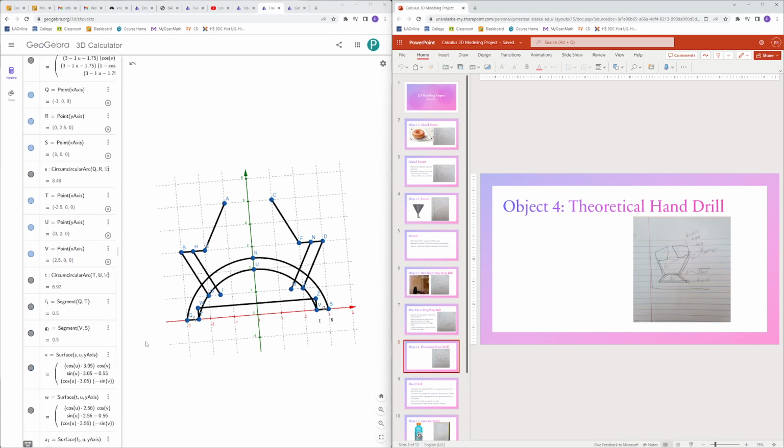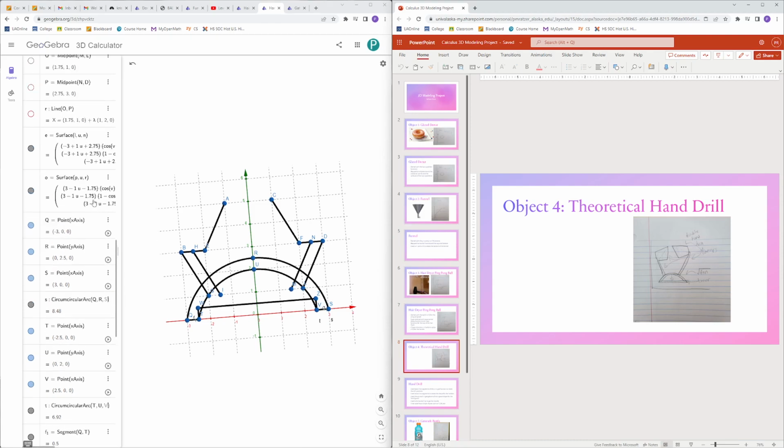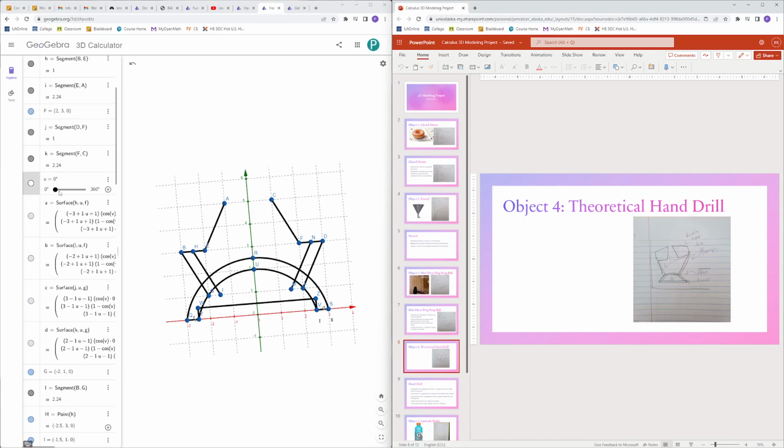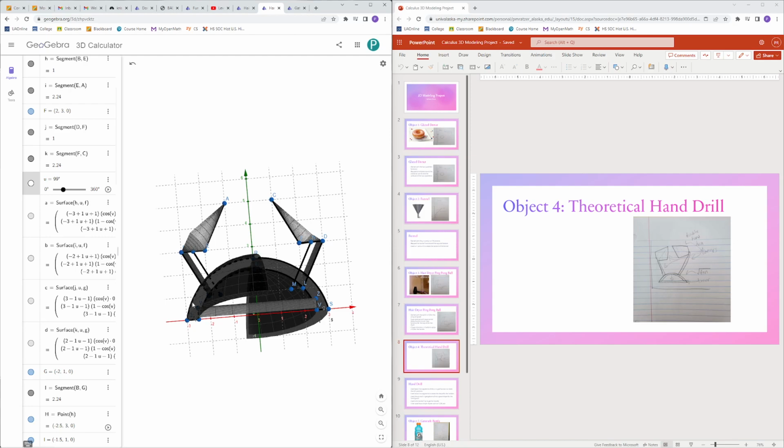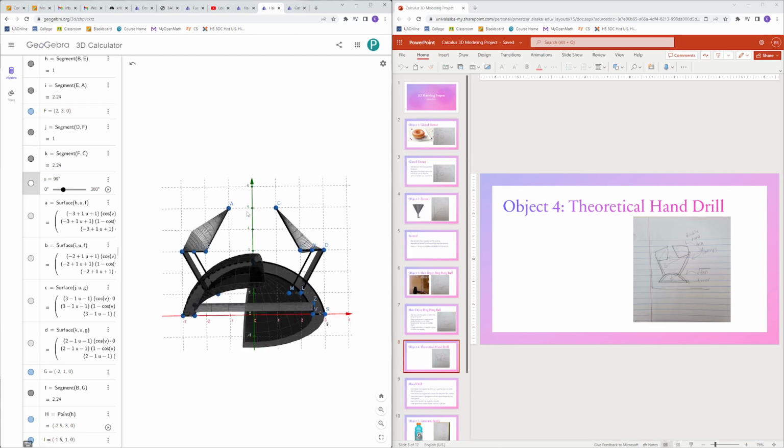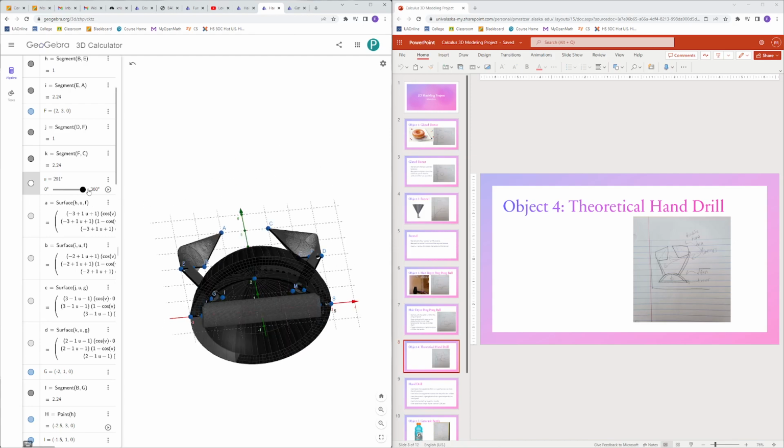the arc function in GeoGebra to create this, and then I used horizontal lines and vertical lines to create the handle. I mapped this top section right here, the handguard, around the y-axis. As you can see, when I turn this up, it rotates around the y-axis in two directions. So if you rotate it all the way, you get the full look.